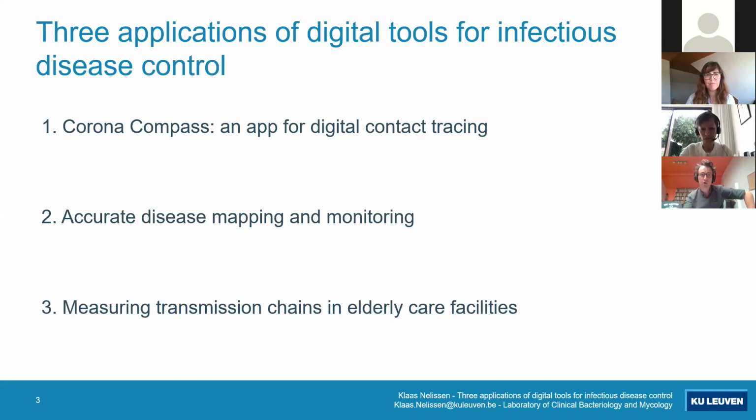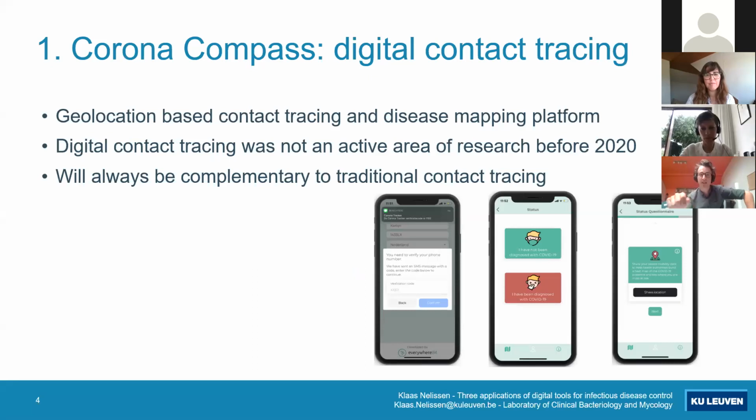So first of all, we built Corona Compass. The Compass is a digital contact tracing platform, which also is able to do disease mapping, and it's geolocation based. To situate this in the general area of research on contact tracing, there is barely research on digital contact tracing. However, traditional contact tracing, which is the manual process where a specialist calls you up, talks about the infectious disease you got, gives you information and follows up with your risky contacts, such as it exists for tuberculosis, for example, has existed for a really long time. However, we should be aware that digital contact tracing will always be complementary to that process.